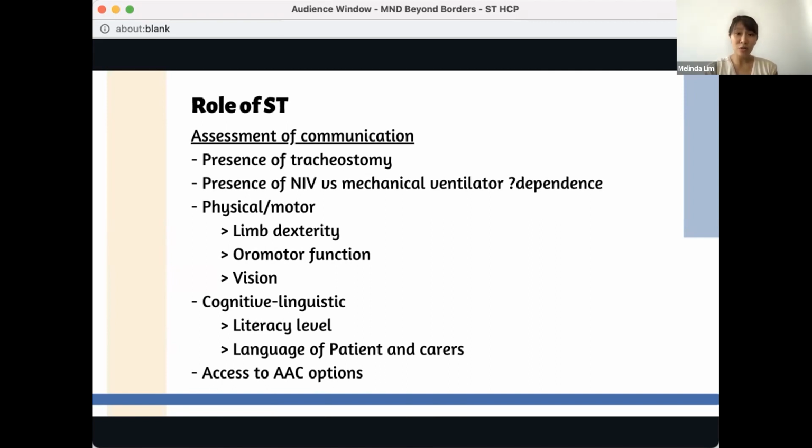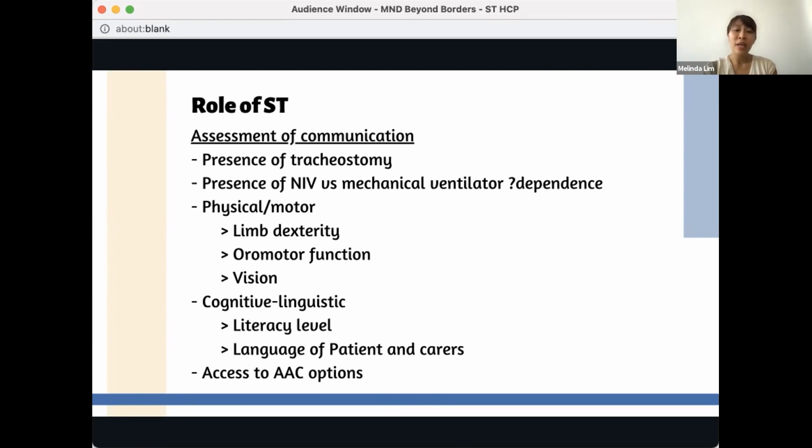Vision is also something that we look at, because the new hype in my department over the last 3 to 5 years is the use of an eye tracking device. With poor vision or difficulties in seeing images, this option may not be suitable, and you may need to rely on auditory input rather than visual input, which is the mainstay of using this eye tracking device.